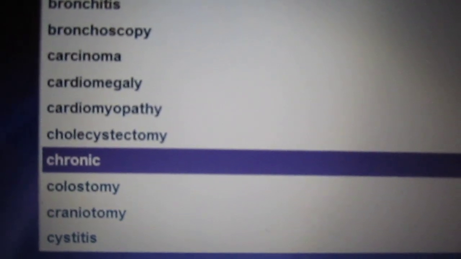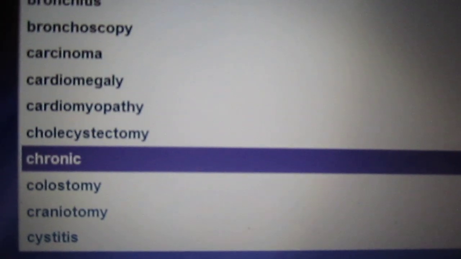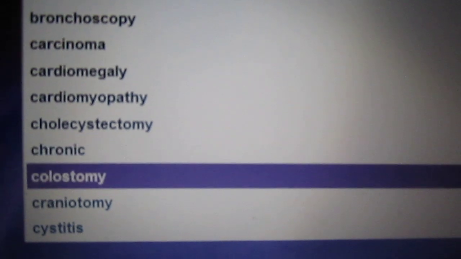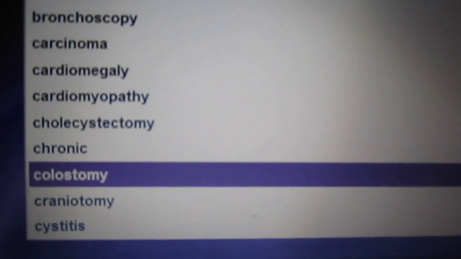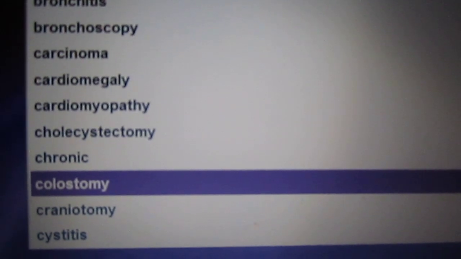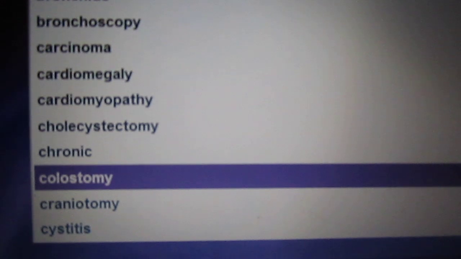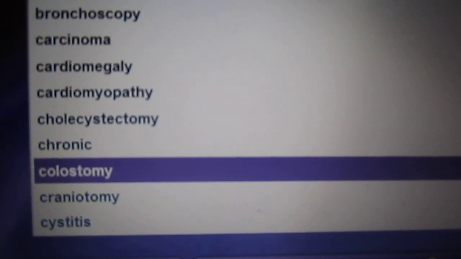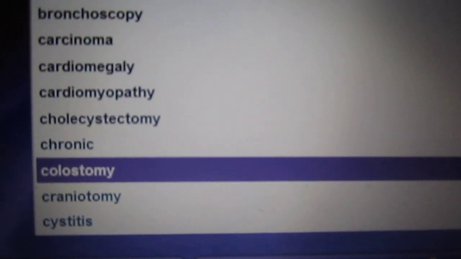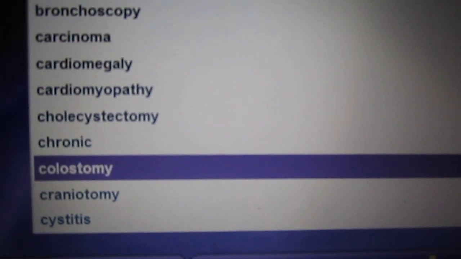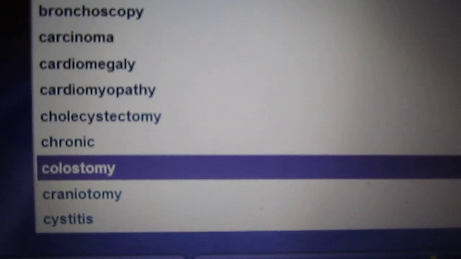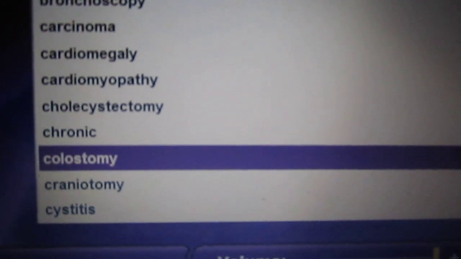As opposed to an acute illness, a chronic illness often progresses slowly over a long period of time. Colostomy. Colo is the combining form for the colon, the large bowel or intestine. The suffix stomy means creation of an opening. A colostomy is a surgically created opening from the colon to the outside of the body. Solid wastes leave the body through this new opening. The procedure is necessary when a large portion of the colon is removed and the cut ends cannot be reconnected.